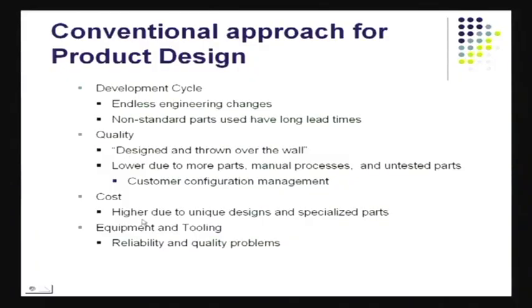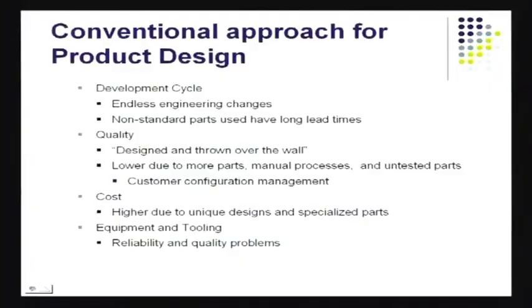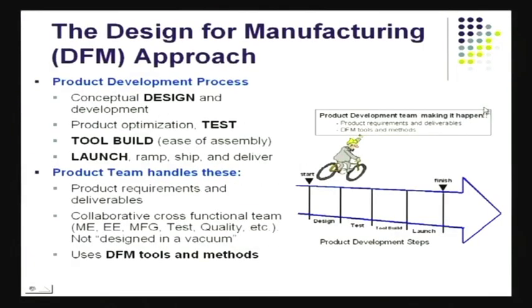All those things are brought into play when someone puts together a design today. If you look at cost, because of unique designs and specialized parts, costs were higher traditionally. And of course, equipment and tooling, if these were not done right, and they were generally not done right in the conventional product design approach, the whole product ended up costing a lot more. What is the new approach?